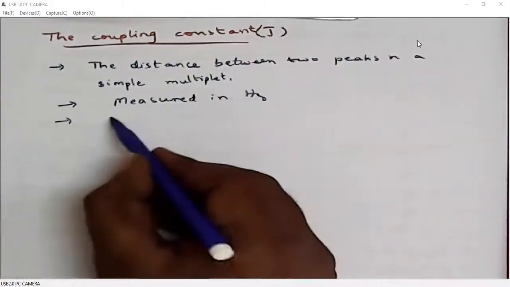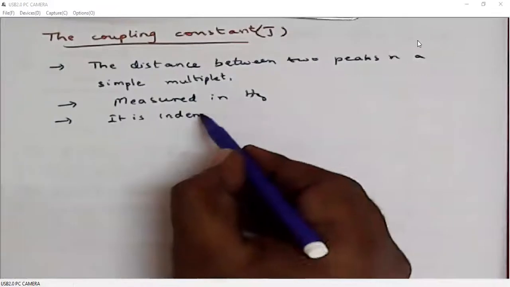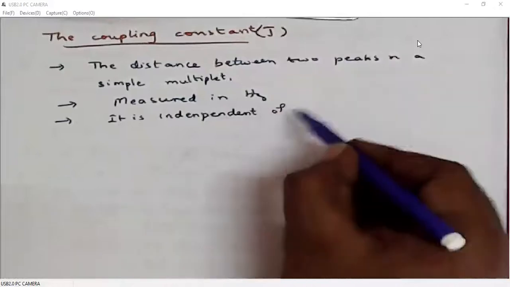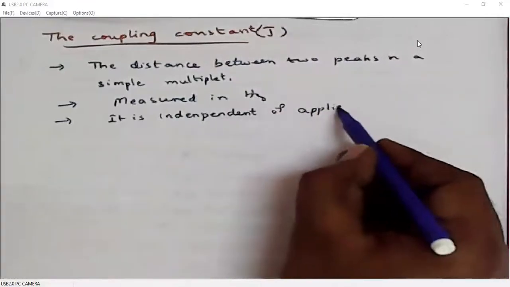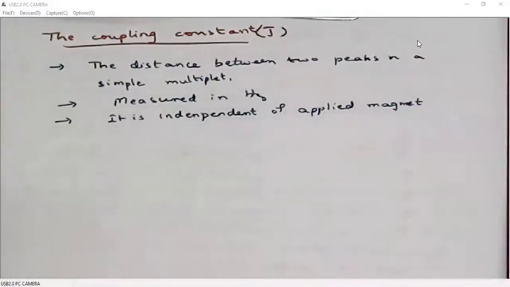At the same time, it is independent of the applied magnetic field. So that means coupling constant will not change if we change the applied magnetic field. Coupling constant is the same when we get the proton NMR spectra on a 60 megahertz instrument or a 300 megahertz instrument. So coupling constant is a constant irrespective of the applied magnetic field.